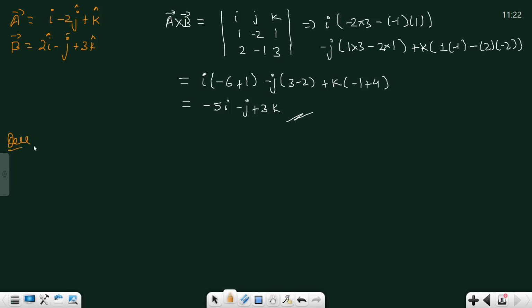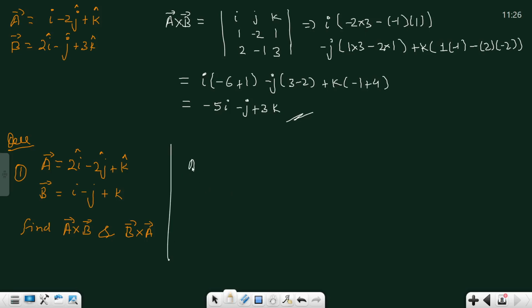So you have to solve these questions. A vector is 2i minus 2j plus k. B vector, this is the first one, is i minus j plus k. Find A cross B and B cross A using the above method. Tell me, start.